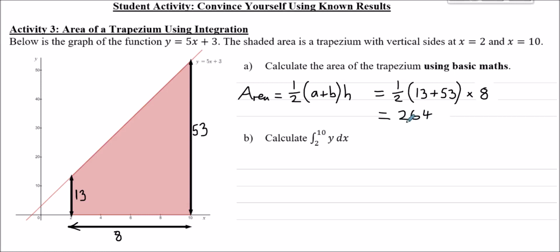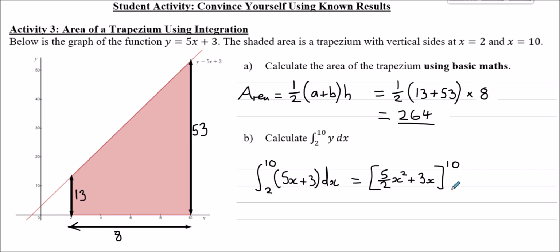And let's see if we can verify that using integration. So between 10 and 2, if you integrate y with respect to x, well, y is 5x plus 3. So what we get here is the 5x becomes 5x squared over 2. So we get 5 over 2 x squared. The constant term 3 becomes 3x. And we have the limits between 10 and 2.